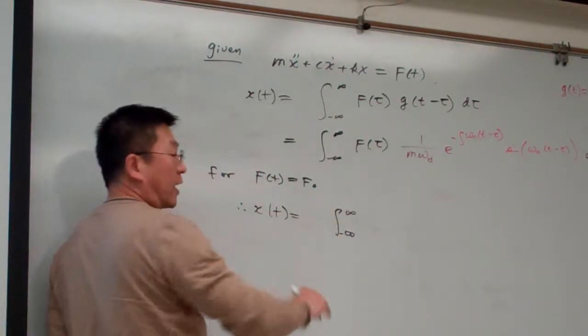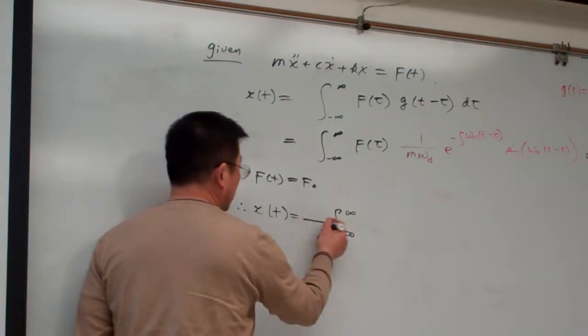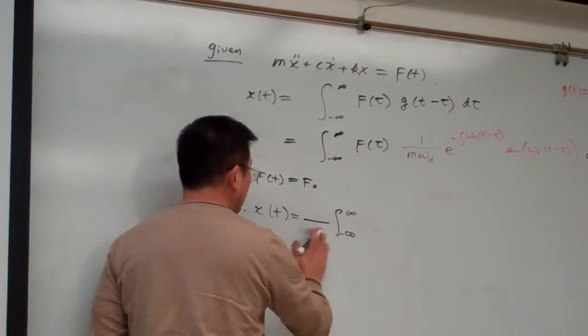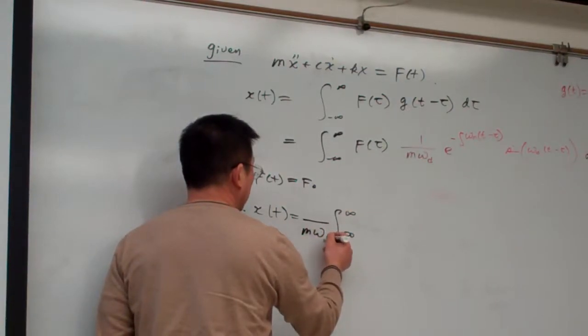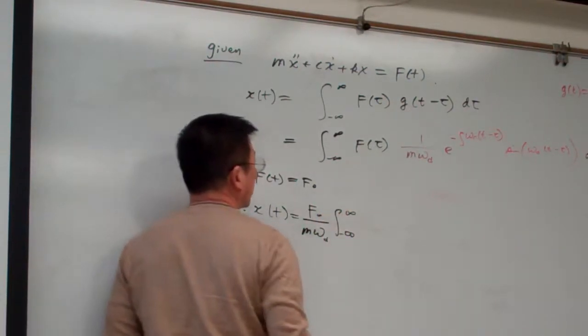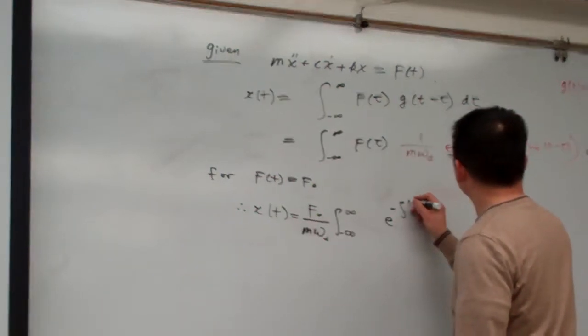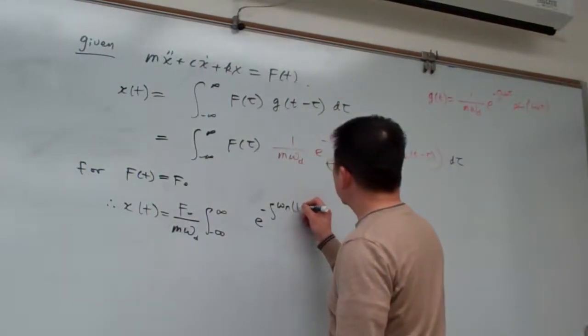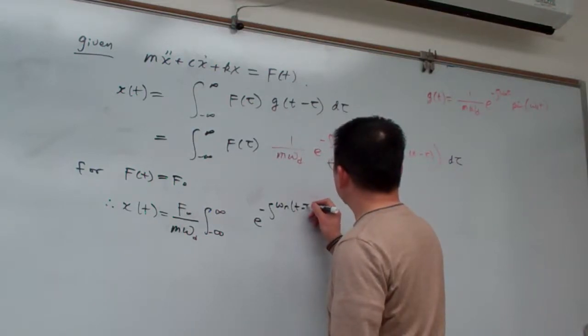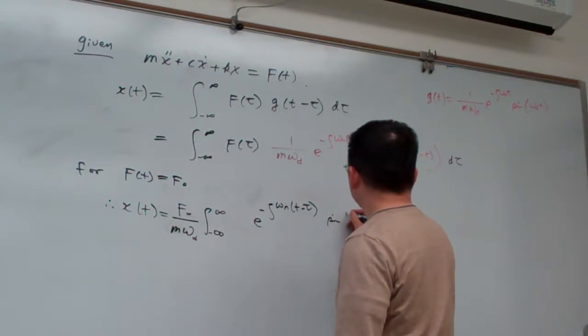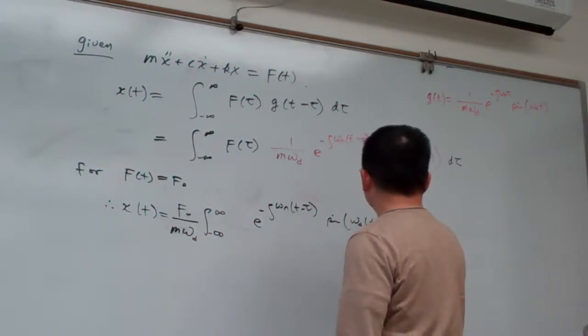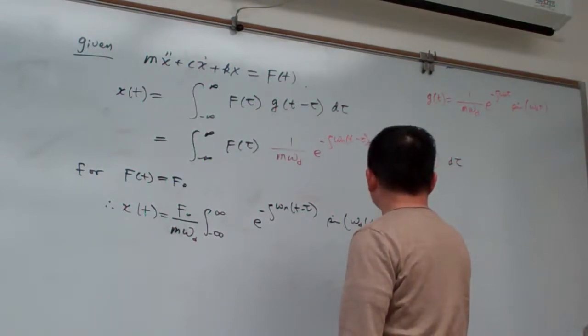And let me get all the constants out of the integral, 1 over m omega d and f0. Okay, and then the integral remains with the term e to the minus zeta omega n (t minus tau) and sine of omega d (t minus tau) d tau.